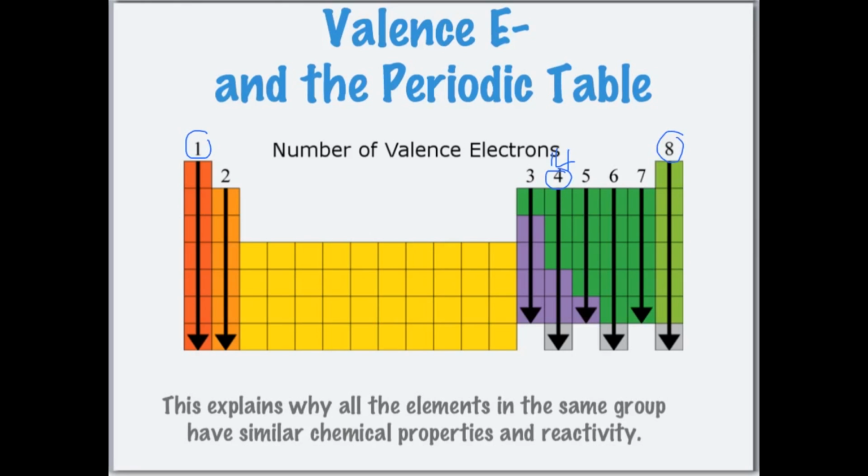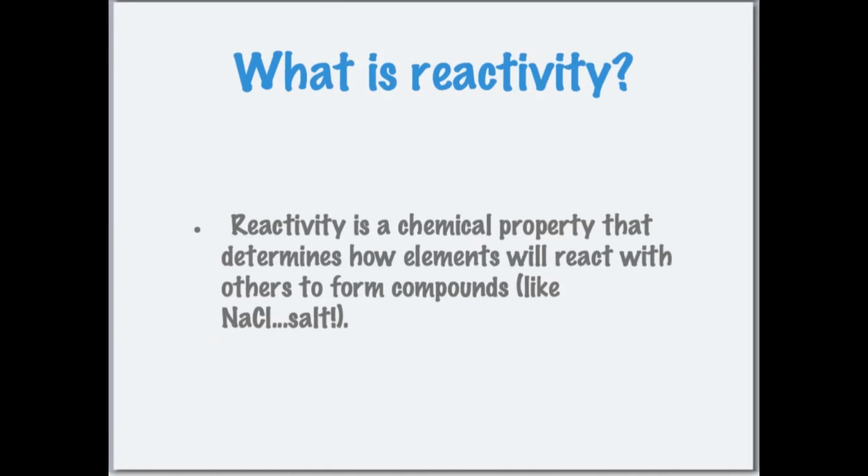Well, let's talk a little bit more about what reactivity actually means. So exactly what does it mean when I say reactivity? Reactivity is a chemical property that determines how elements will react with other elements to form compounds, like NaCl or salt. So basically you have an atom of sodium and an atom of chlorine, and they react together and combine. We're going to talk about this in just a second.